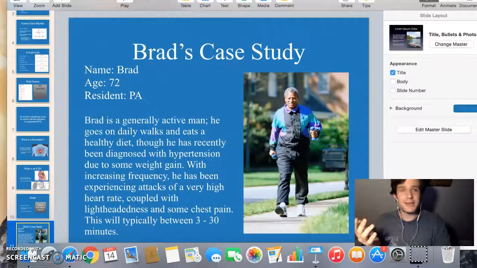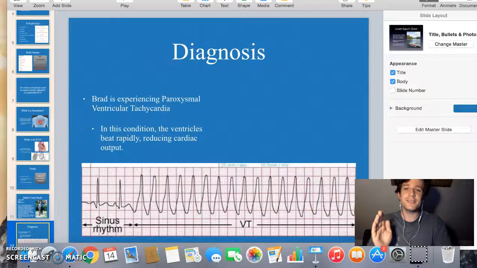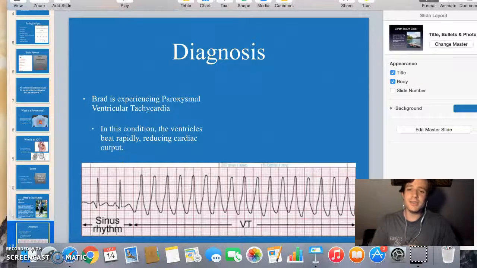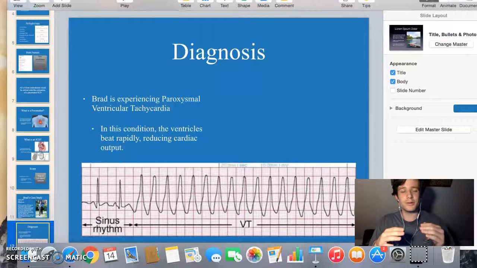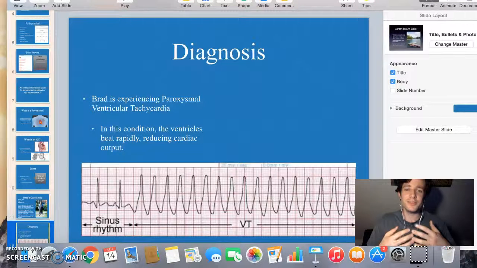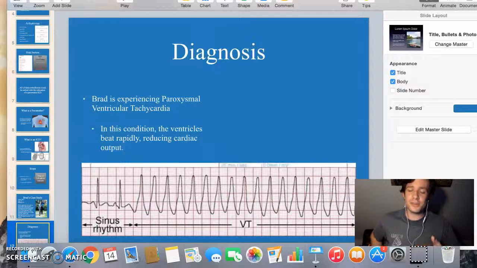So what is Brad's diagnosis? So Brad is experiencing what we call paroxysmal ventricular tachycardia. And you can see from the ECG here that the regular sinus rhythm will be occurring, and then all of a sudden, almost at random, the ventricles will issue this nervous stimulation in which they start contracting at a very, very high rate. Again, it's 200, 250, even more beats per minute.